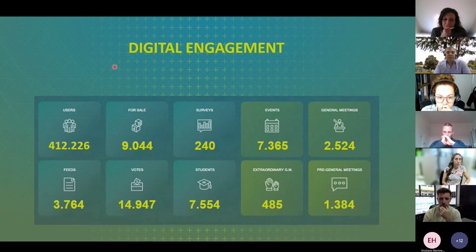Here we have some numbers that demonstrate the interactions and connections between the cooperative and members. Here we have the number of users using Sicoob Moob, number of advertisements, number of surveys, the feeds, the votes, the students, and we have the number of events, general meetings, extraordinary general meetings, and pre-general meetings. And I will detail these events further.